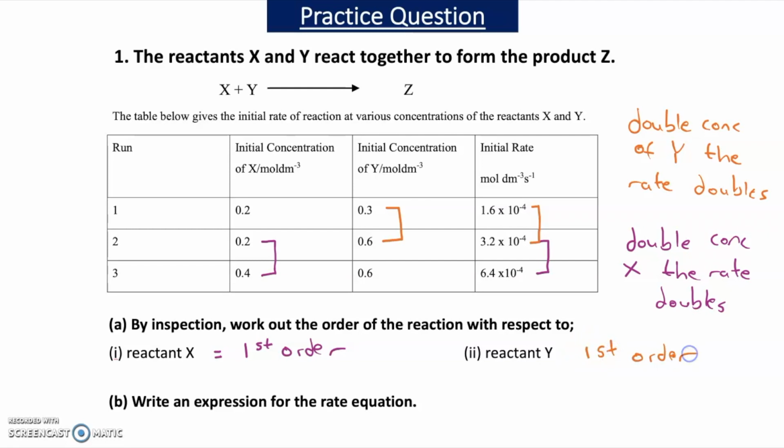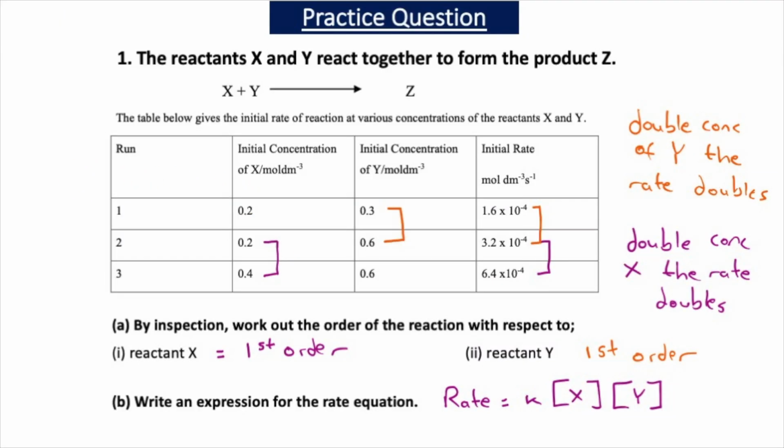So now that we've worked out the order for both reactants, we can write an expression for the rate equation. So rate is equal to k, the rate constant. And remember, when we write k, we need to write a small k to denote the rate constant. And rate will be equal to k times the concentration of X times the concentration of Y, because they're both first order.